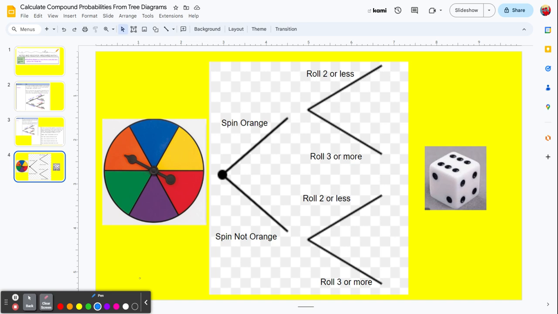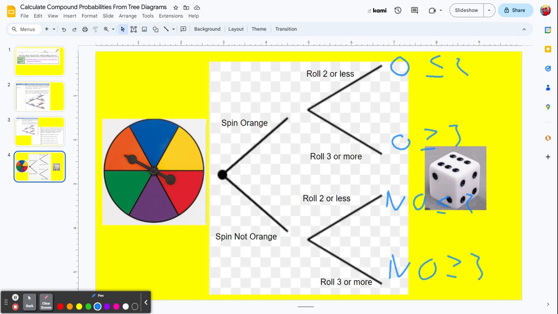So our possible outcomes are we could have an orange, and then it's less than or equal to 2. We can have an orange, and it's greater than or equal to 3 on the roll. We could have not orange, any other color on the spinner, less than or equal to 2. And we can have not orange, and it could be greater than or equal to 3 on the roll. Those are our possible outcomes.